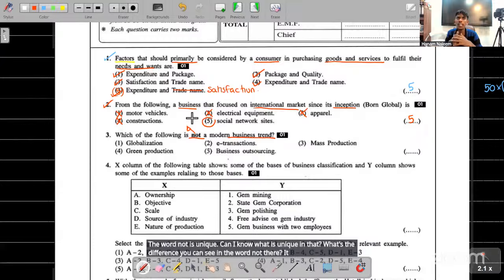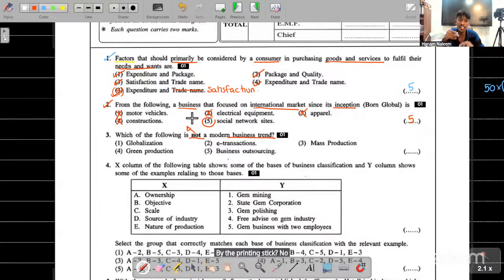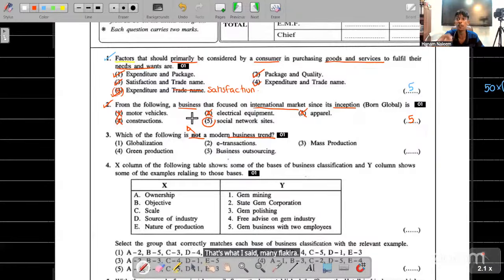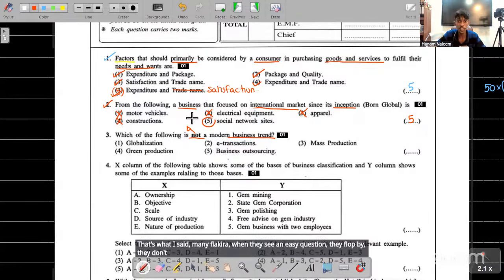It is bolded. Why have they bolded it? Printing mistake? No, then why? They are asking you all to read it clearly. They are emphasizing it because some students read "which of the following is a modern business trend", not "not a modern business trend". That's what I said: many flop. When they see an easy question, they don't read the question properly. So they're asking you, please read the word "not" also. That's why they have bolded it.